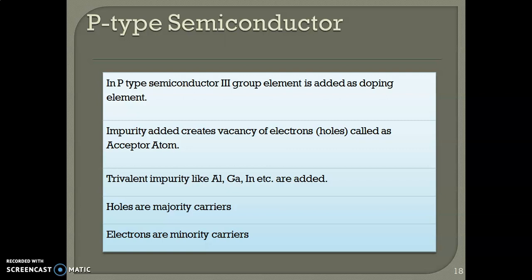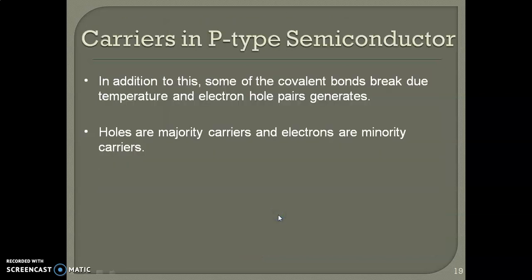The impurities added to the pure semiconductor create the vacancy of electron holes, called the acceptor atom. In addition to this, some of the covalent bonds break due to the temperature and electron hole pairs are generated.